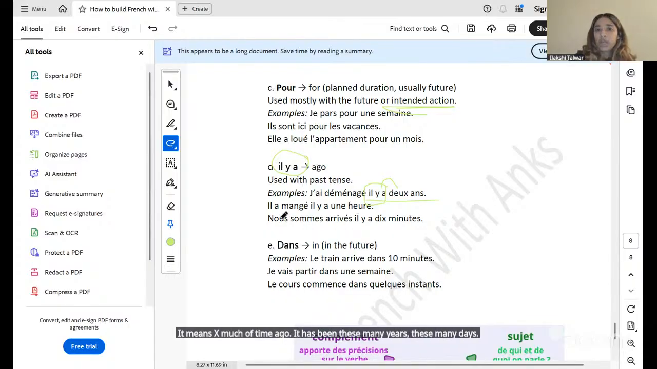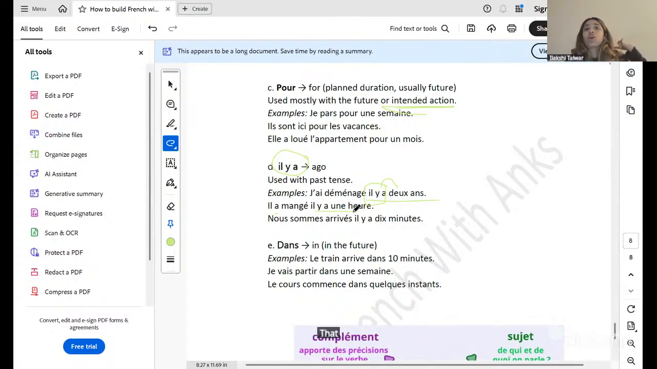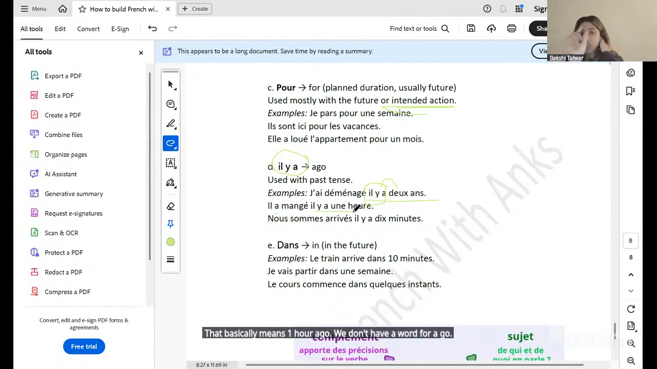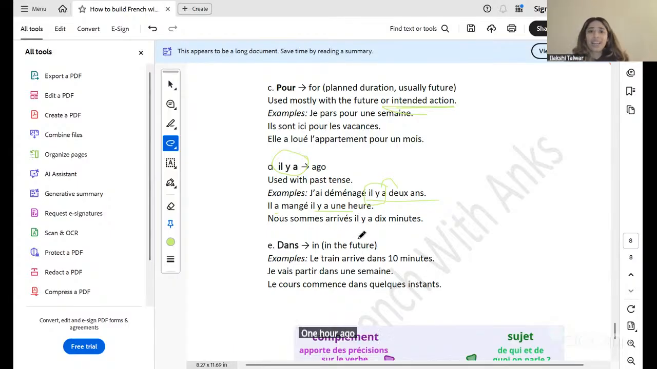Il a mangé. He's eaten. He ate. Il y a 1 heure. It has been 1 hour. That basically means 1 hour ago. We don't have a word for ago. This is the expression for ago, which is il y a 1 heure, 1 hour ago. Nous sommes arrivés. We arrived 10 minutes ago. Il y a 10 minutes.